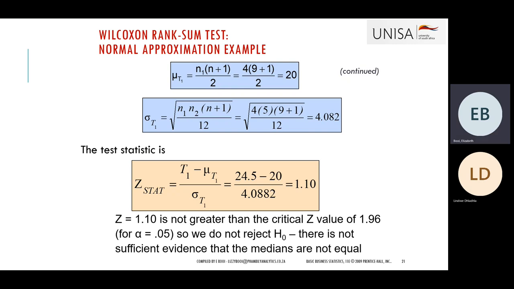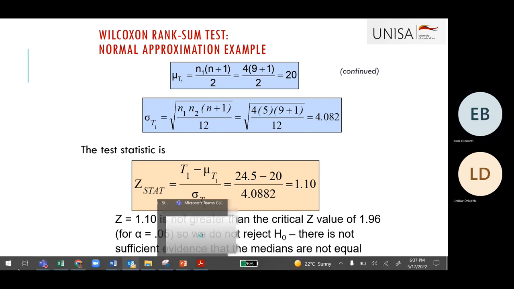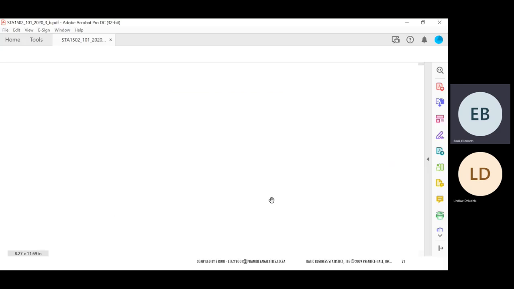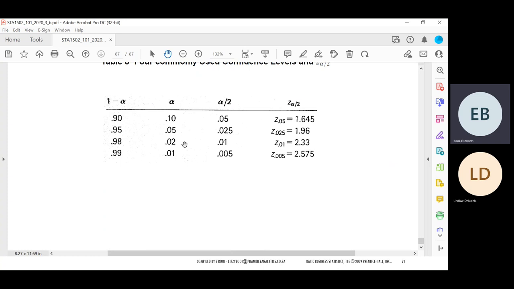And the answer we get from calculating all this is 1,10. Our Z test is not greater than the critical value of 1,96, because then we need to go and find the critical value at alpha of 0.05. To find the critical value, let me just show you how you find it. We need to go to the Z table. Usually you can also use this as your Z table.